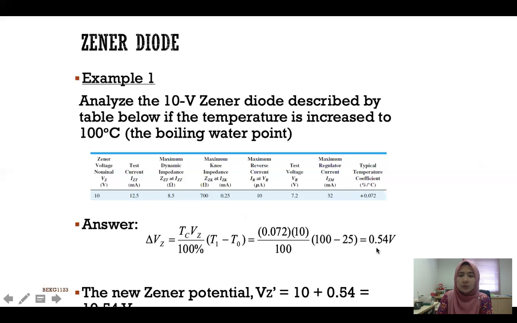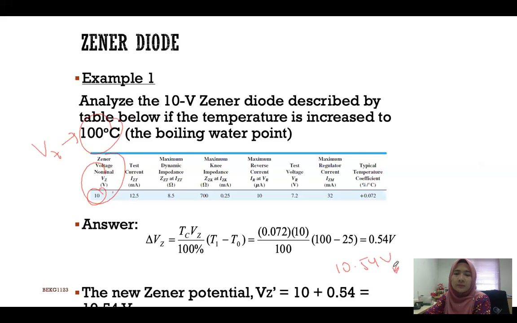So put in the values, you will get 0.5 volt. So the new Zener potential at 100 degrees is 10.54 volt. Okay. So actually what it means is that the Zener voltage nominal at 25 degrees is 10 volt. Okay. So what is Vz at 100 degrees? So Vz at 100 degrees is 10.54 volt.